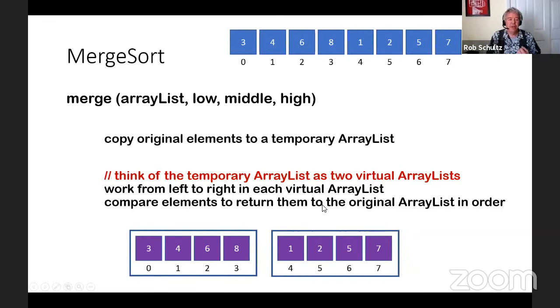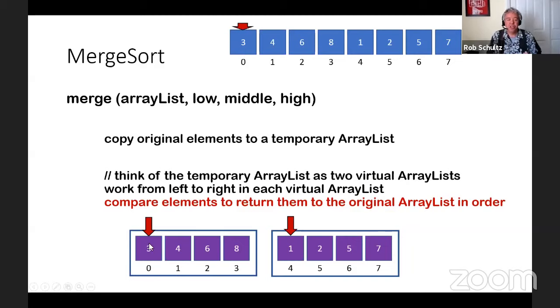Okay, then our algorithm is going to be to work from left to right in each one of our little virtual array lists, and we're going to use variables to keep track of which values we're looking at. And I probably should have specified in here, we also need a variable to keep track of a placeholder in our original array list, because we have to know where we're going to put things back. The next step is going to be to compare these 2 elements, the 2 elements that we're looking at in our 2 little virtual array lists, and we're going to return them back to the original array list in the correct order.